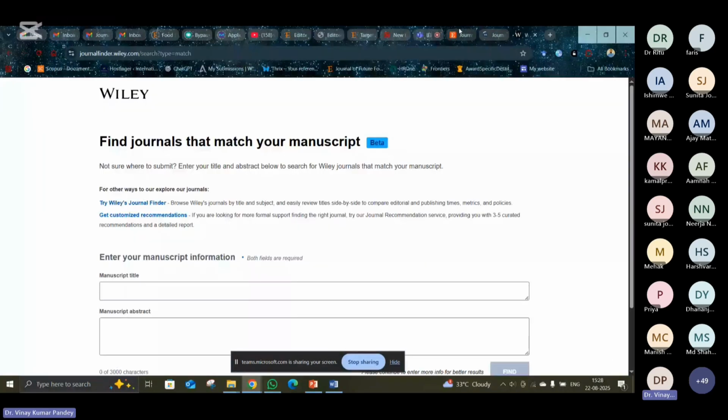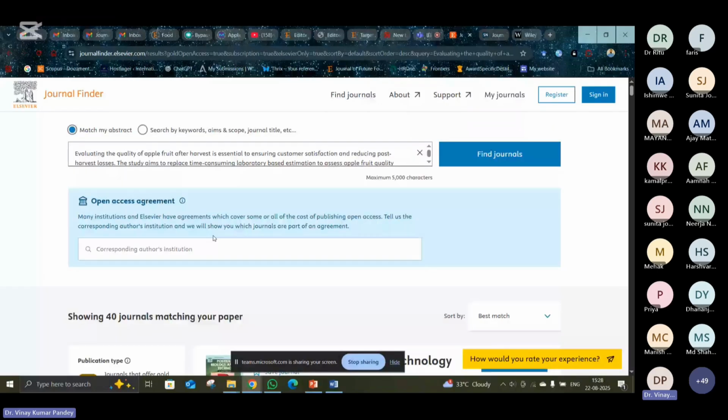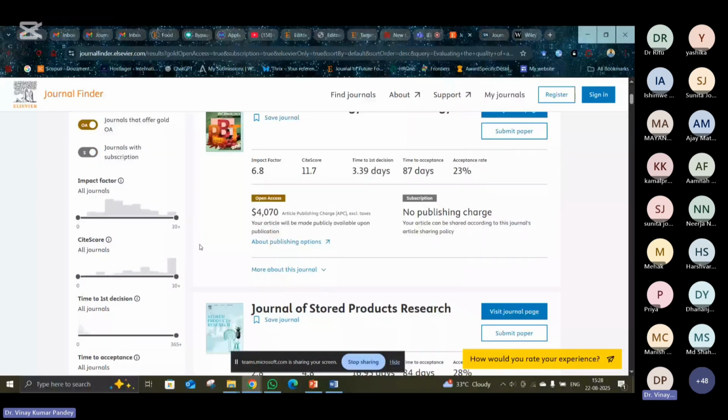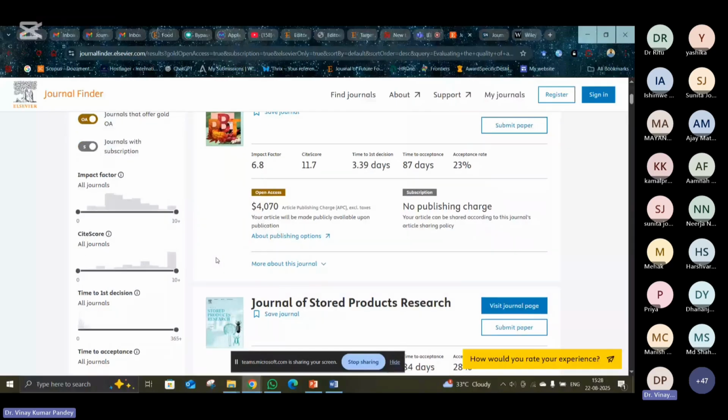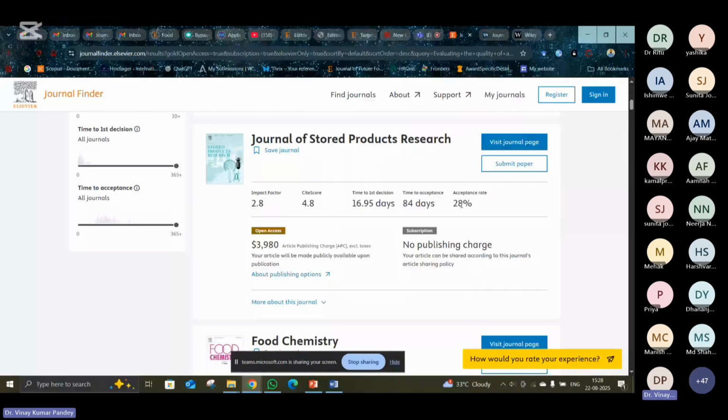I have pasted my abstract over here, right, and clicked on find journals. Now it will show me, see, showing 40 journals matching your profile. Right, so with the help of artificial intelligence, they have designed this website to support you, to provide you the best and better results in finding your journal. Right, so you can see impact factor, everything is displayed over here, how much time they are taking, what percentage they have of acceptance.